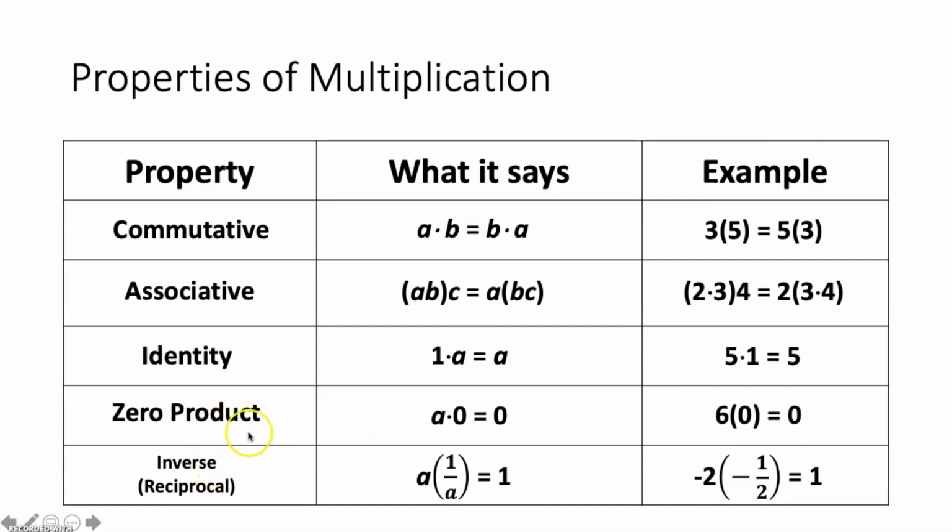Now the inverse property of multiplication, or multiplicative inverse, or reciprocal property of multiplication, says if you multiply a number by its reciprocal. Remember, a reciprocal is just where you flip the fraction. So a over 1, that's what a is. The reciprocal of that would be 1 over a. Negative 2 over 1. The reciprocal of that would be negative 1 over 2. So the inverse property of multiplication just says if you multiply a number by its reciprocal, that equals 1. So negative 2 times negative 1 over 2 is equal to 1. Remember, reciprocal doesn't mean you change the sign. It just means you flip the fraction.